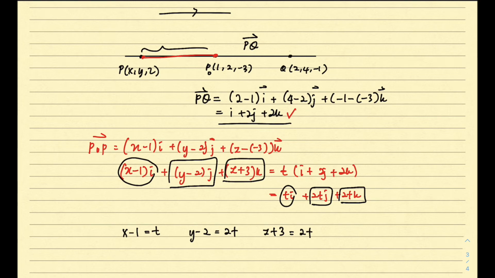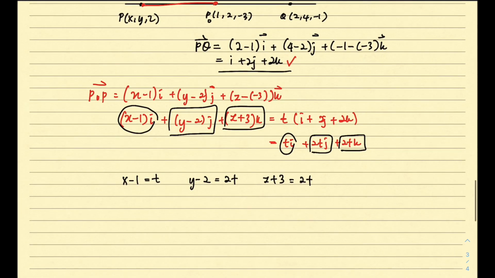Okay, so now we want a parametric equation. And we know that for a parametric equation, we always have X, Y and Z as the subject. So, you need to move the negative 1 to the other side. So, you have X is equal to T plus 1. Then, you move negative 2 to the other side. So, you will have Y equal to 2T plus 2. And you move positive 3 to the other side. So, you will have Z is equal to 2T minus 3. So, this one is the parametric equation of the line that is parallel to a vector.